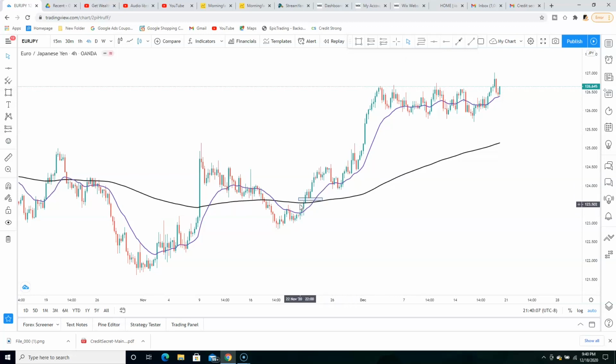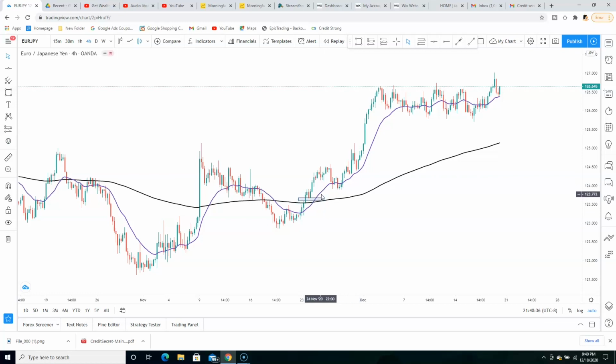You actually need three confirmations. The price is above the 200 moving average. That's your first confirmation. Your second confirmation is that the 20 EMA crossed the 200 EMA going upwards. The cross happened. That's your second confirmation.